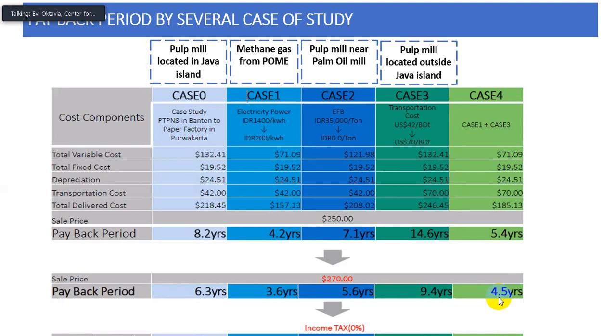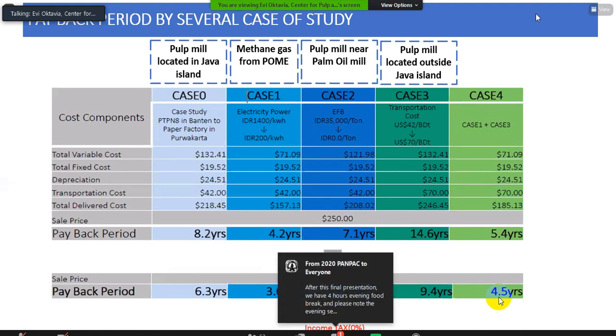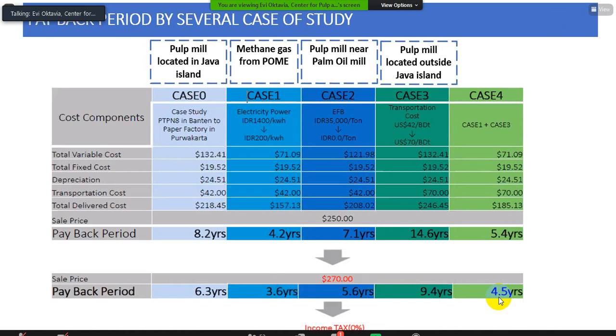How about if we introduce methane gas from the palm oil mill? The price of electricity right now in Indonesia is around 1,400 rupiahs per kilowatt hour, and it will decrease to 200 rupiahs per kilowatt hour. And we can find a good payback period in years. But we try to consider another case.